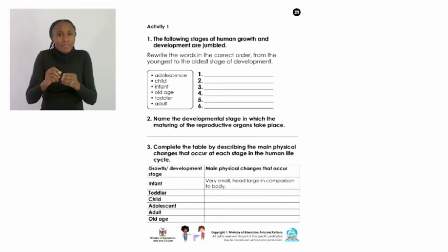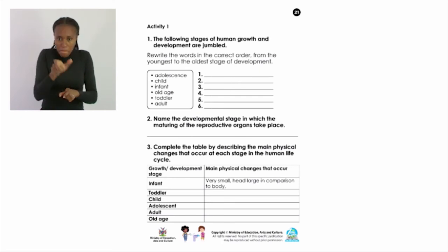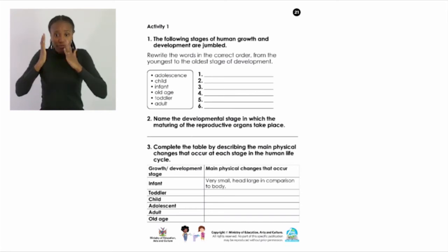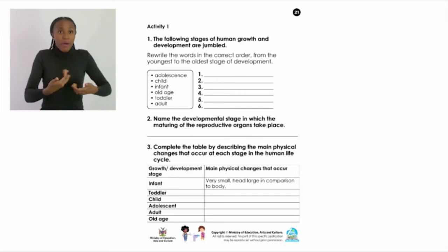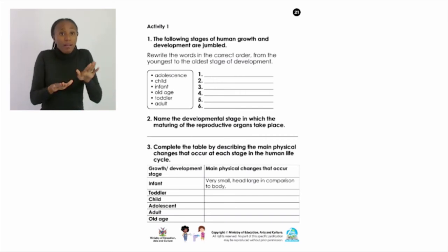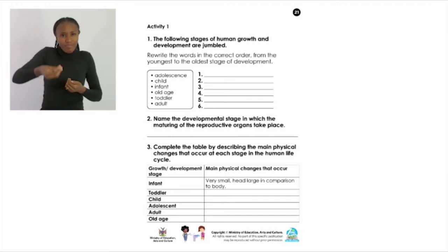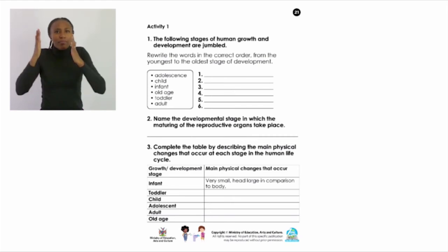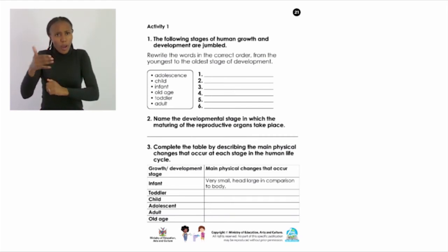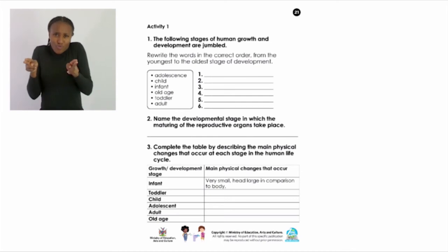Question 3. Complete the table by describing the main physical changes that can occur at each stage in the human life cycle. So what are we expecting you to do? We want you to complete the characteristics that happen to everybody in his or her stage of development. We have growth or developmental stages on our left: infant, toddler, child, adolescent, adult, and old age. And then on our right side, we have main physical changes that occur.